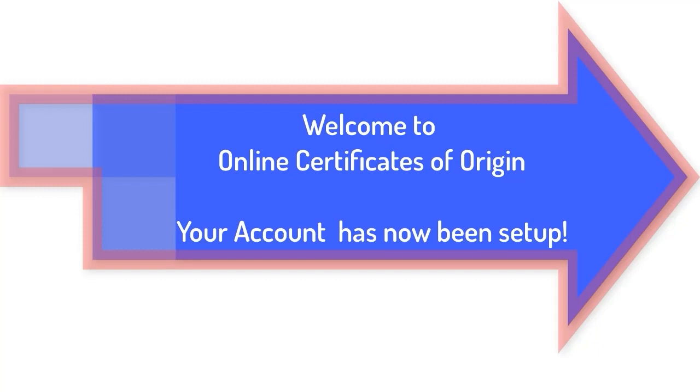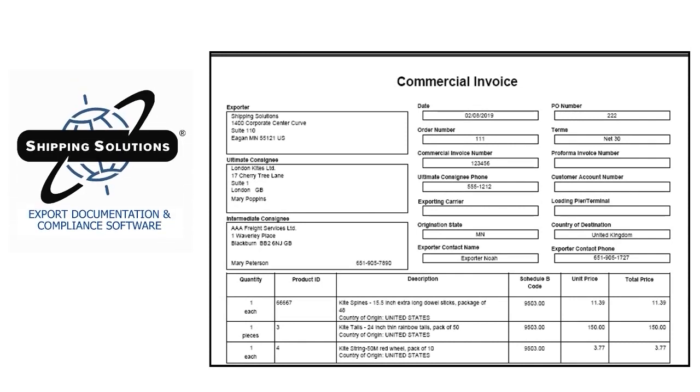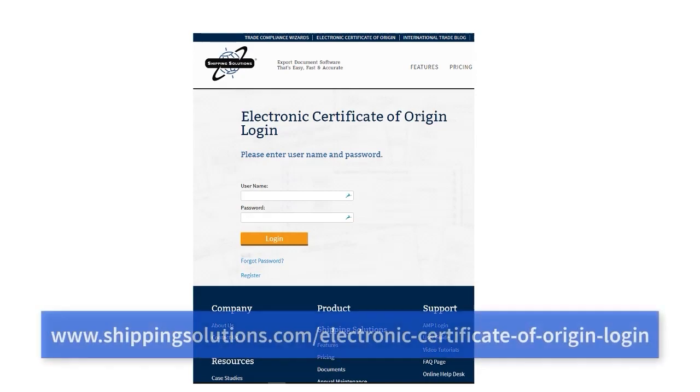Whenever you have an export shipment that requires a certificate of origin verified by a Chamber of Commerce, first create a commercial invoice using Shipping Solutions Export Documentation Software or another method. The commercial invoice must display the country of origin for each line item. Save the document as a PDF. Then log in to the Electronic Certificate of Origin portal.